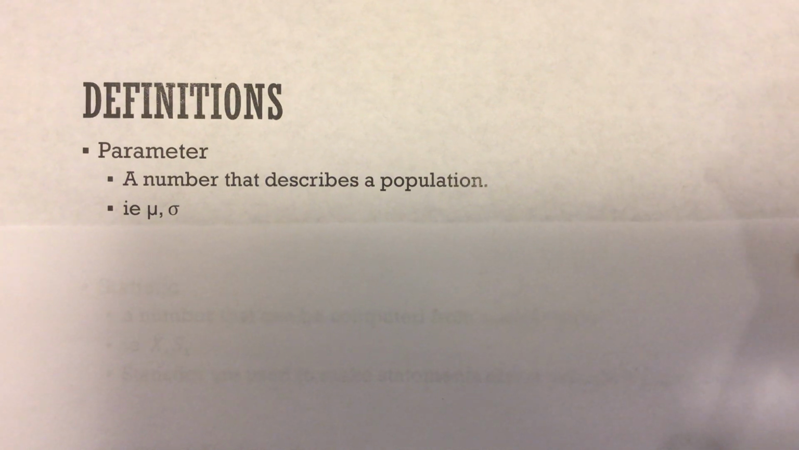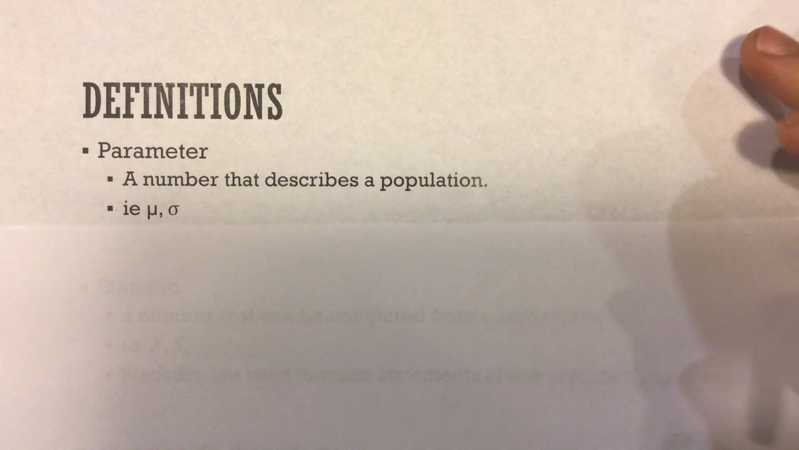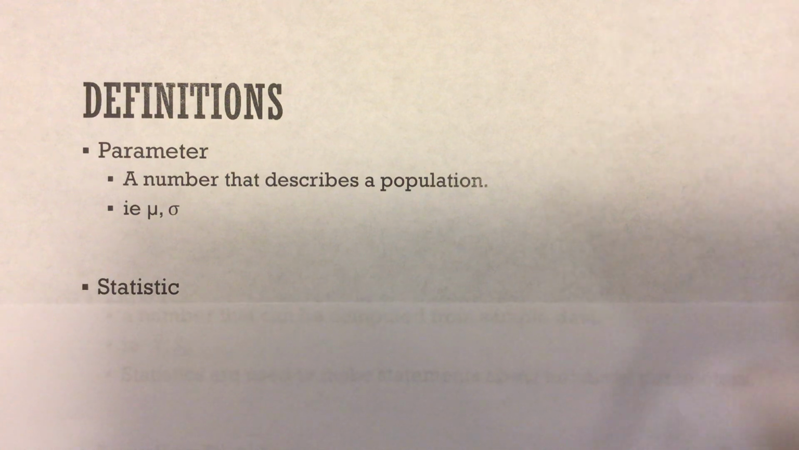Okay. Now, oftentimes though, especially when we deal with human populations, we can't actually get the exact parameter. And that's what statistics is really all about. So that's our next word. The word is statistic. Okay. When I can't get at the exact population parameter, I have to use a statistic to approximate it.